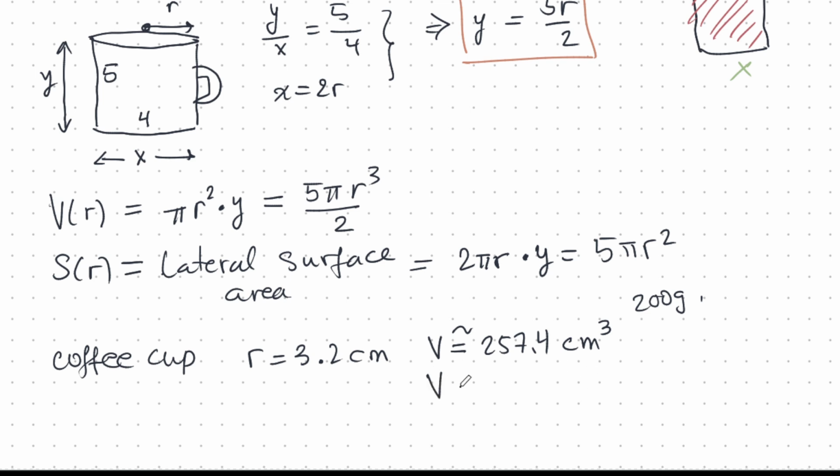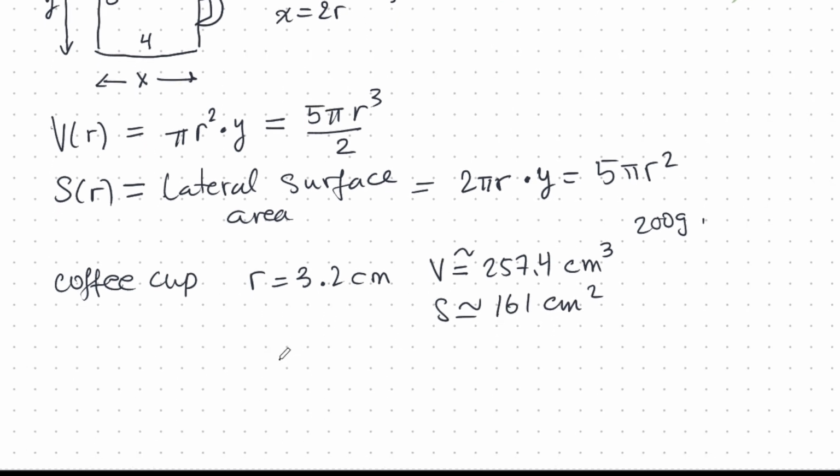And what about my surface area? My lateral surface area is going to be about 161 centimeters squared. Okay, that's pretty good. And our cream cup is just going to be the same thing, only smaller. Same proportions, 4 to 5, just a lot smaller. And it's got to fit 40 grams of cream. Let's see if we can get that to work.